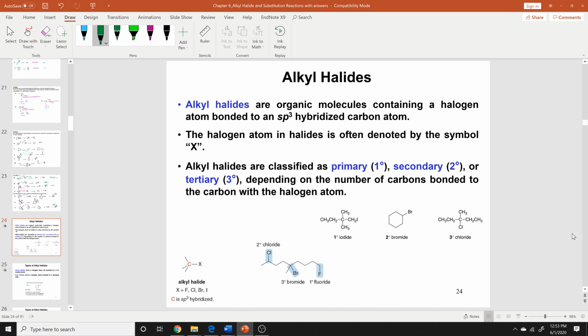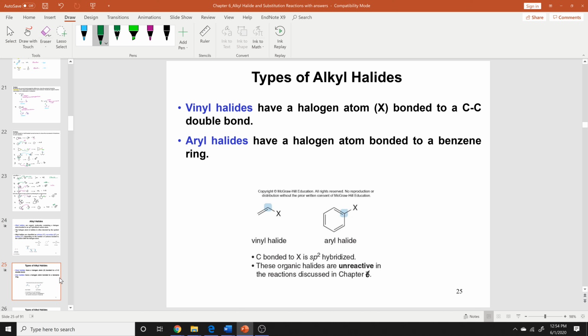Halides are classified into primary, secondary, and tertiary alkyl halides, and that classification is very important when it comes to reactions, because reaction conditions are limited by the type of alkyl halide that you are working with, whether it's primary, secondary, or tertiary. Now, all the reactions that we're going to talk about in this chapter are specifically for halides that are connected to sp3 hybridized carbons.